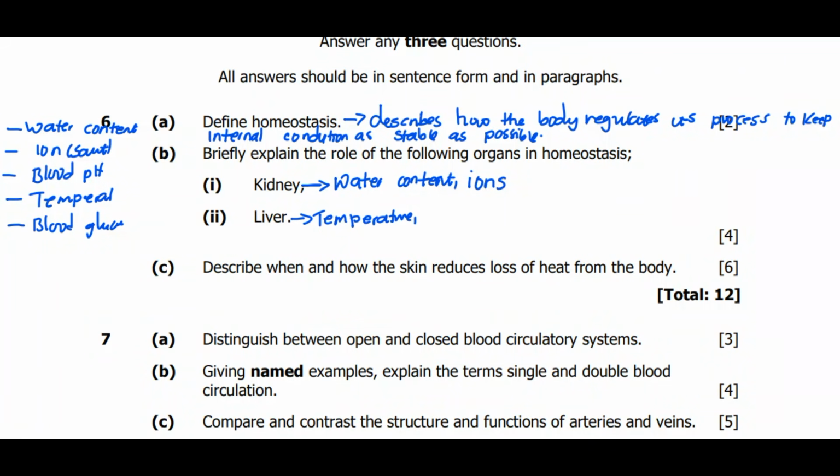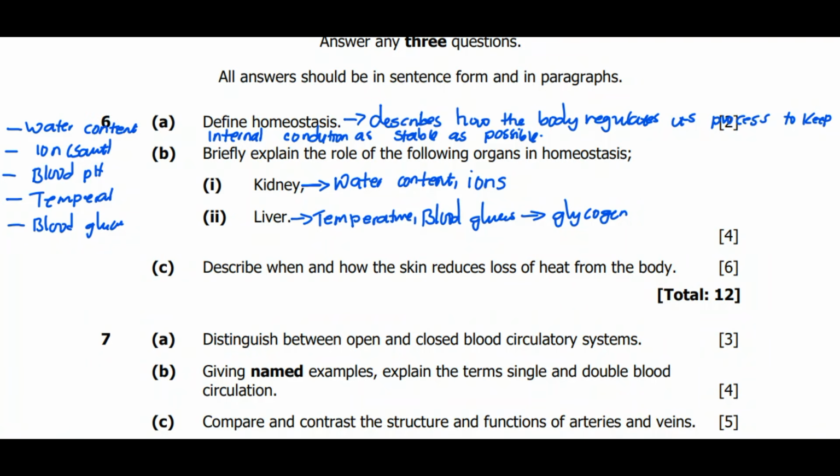Then it can also help us with the blood glucose. How we look at the storing of glycogen. So these are the points that you can expand on.